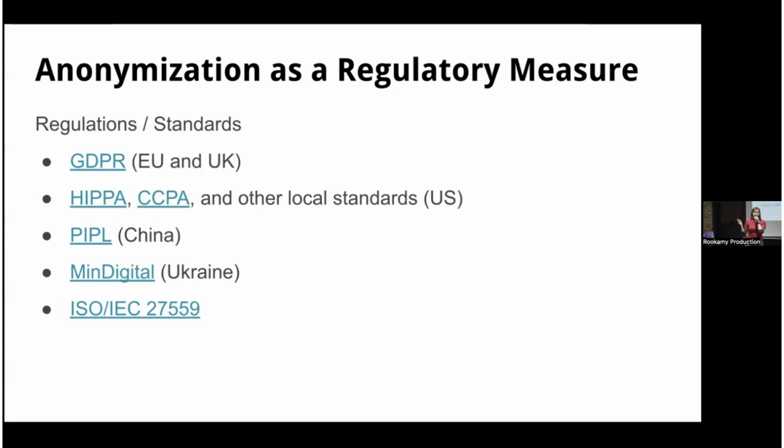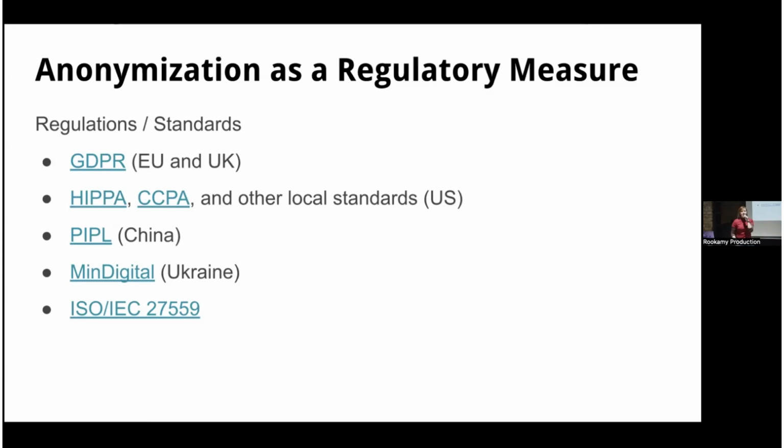Like in Europe, we have GDPR, General Data Protection Regulation. We also have HIPAA or CCPA. This is the California Consumer Privacy Act in the US, and multiple other local standards. In China, they have the Personal Information Protection Law, for example. In Ukraine, we have the Ministry of Digital Transformation that already has recommendations about how to anonymize personal data before it's published on data.gov.ua. This is the public portal of open data.